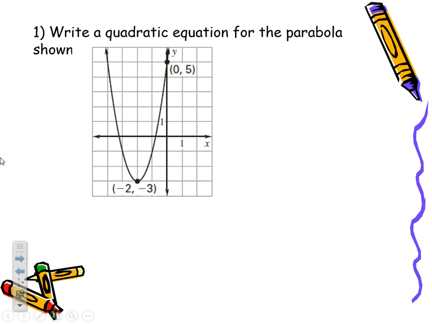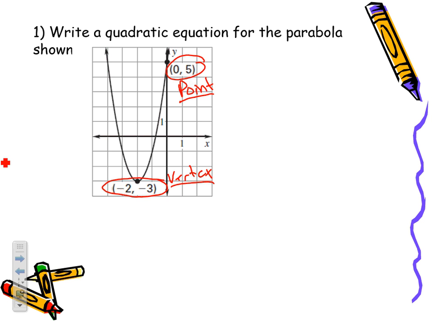Alright, in this one, write a quadratic equation for the parabola shown. Now you guys don't have to draw the graph, okay? If you don't want to draw the graph in the picture, that's fine. We're just going to talk about it. We're given 2 things in this picture. One thing here we're given is our vertex. And we're also given a point.